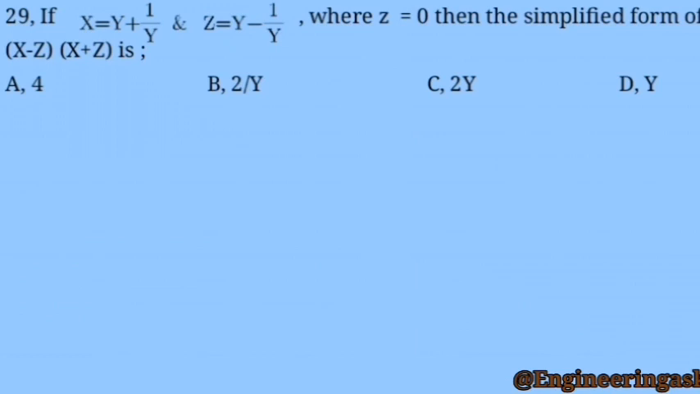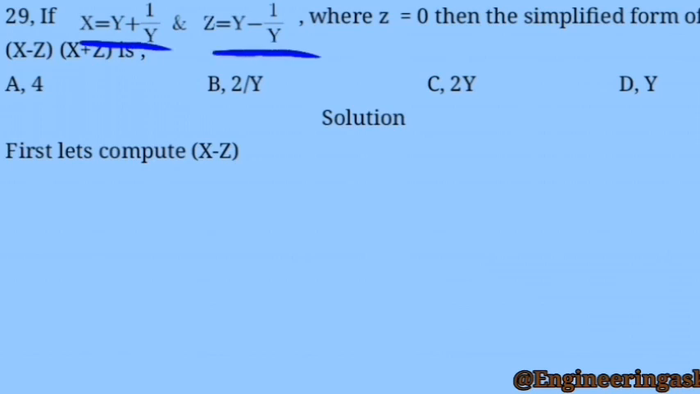Okay, if x equals y plus 1 over y and z equals y minus 1 over y, where y is different from 0, then the simplified form of x minus z times x plus z is... Okay, solution first. Let us compute the value of x minus z. We have x, we have z. Just substitute this into this.